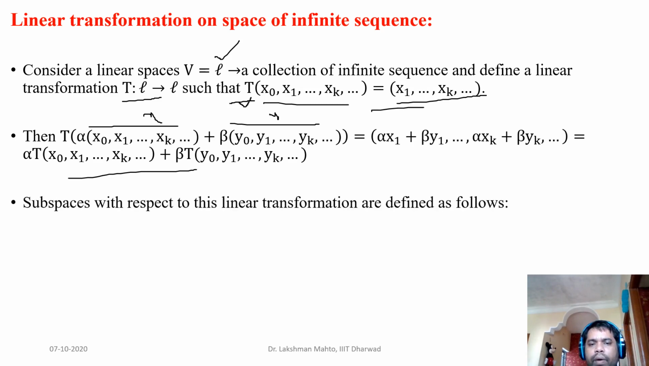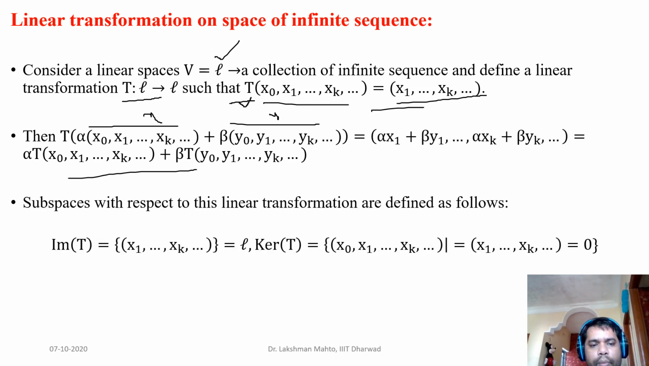So we will again find the important kinds of subspaces. Those are the image and the kernel of the transformation. The image would be equal to the vector space L itself, where L is the collection of infinite sequences. And what would the kernel be? The kernel would be a one dimensional subspace.